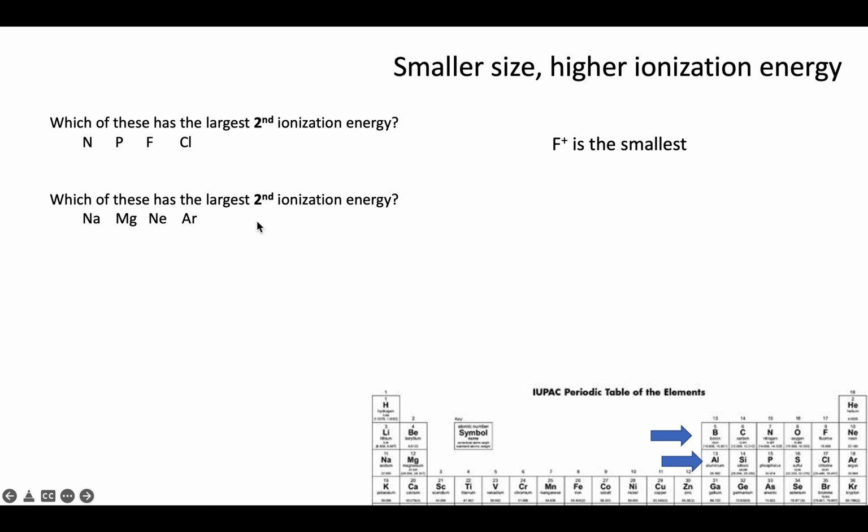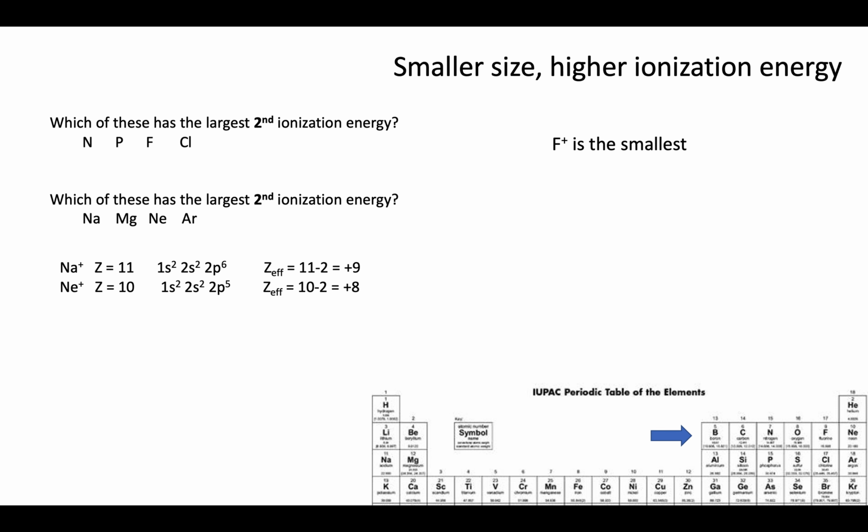How about within the next set? It's again looking at the second ionization energy. I'm not going to choose something like argon, that was n equals 3. I'm instead going to be looking at an n equals 2. When I take sodium plus, that's now isoelectronic with neon. How about neon plus? Okay, that's now isoelectronic with fluorine.